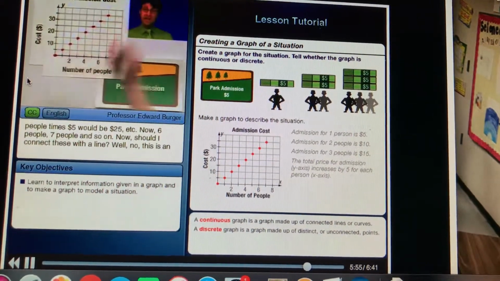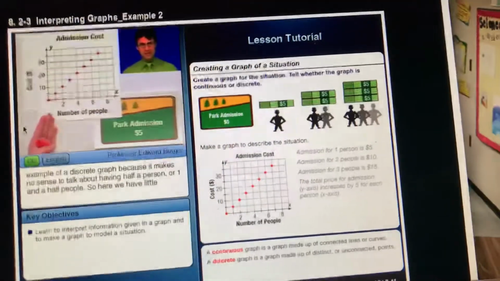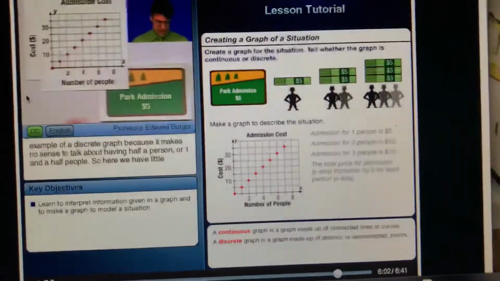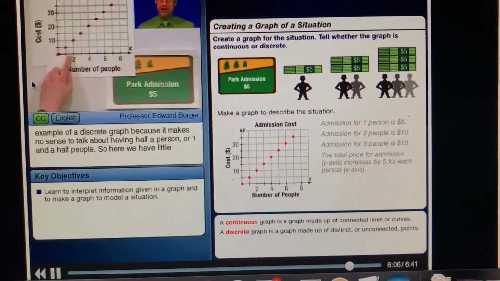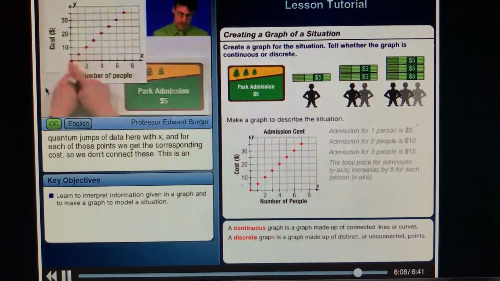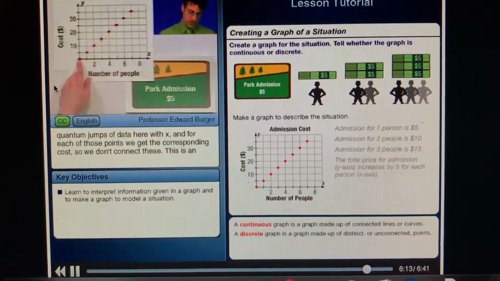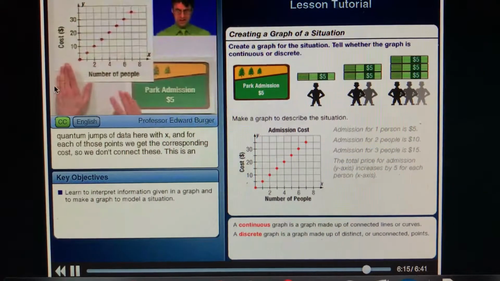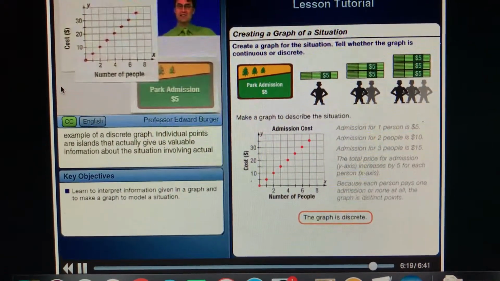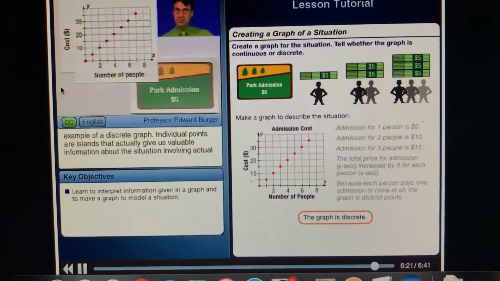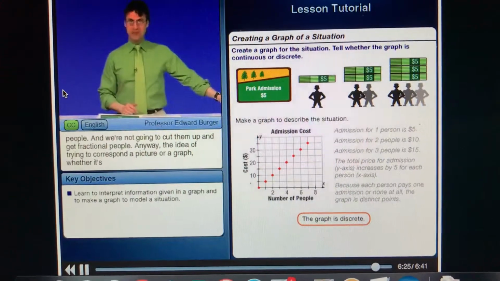Now, should I connect these with a line? Well, no. This is an example of a discrete graph because it makes no sense to talk about having half a person or 1.5 people. So here we have little quantum jumps of data with x, and for each of those points, we get the corresponding cost. So we don't connect these. Individual points are islands that give us valuable information about this situation involving actual people, and we're not going to cut them up and get fractional people.